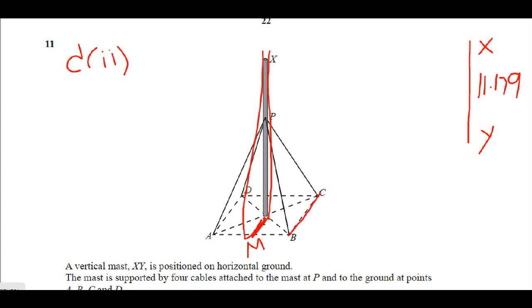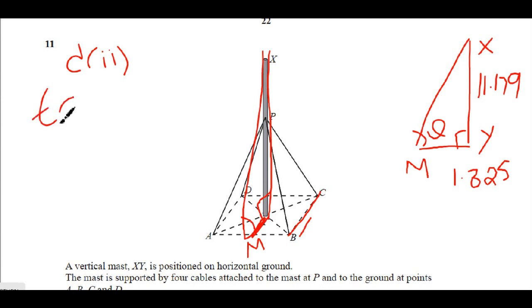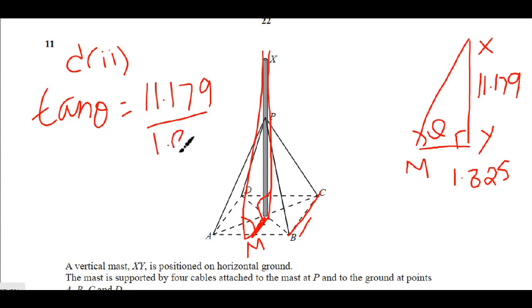We know the whole length is 3.65 from the start of the question, so we need half of that. So this length till M is 3.65 divided by 2, which makes this 1.825, and we need this angle. This is a right angle triangle, and we will apply tan theta on this. Tan theta is equal to 11.179 over 1.825, and when you take tan inverse, you will get 80.7 degrees.